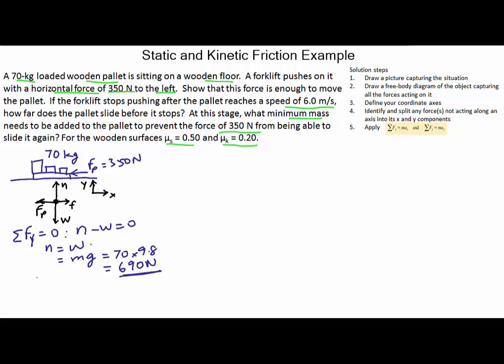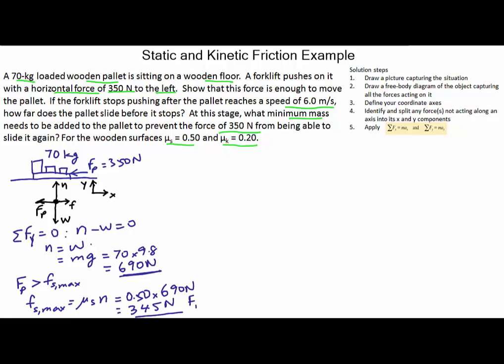Next, since our first objective is to show that this force is enough to move the pallet, we need to show that the pushing force is greater than Fs max. That's when we can start moving anything. So let's figure out Fs max. We know the equation for Fs max is mu s times N. I know both of these things. Mu s is given to me as 0.50 times the normal force of 690 Newton. So this gives me a maximum static frictional force of 345 Newton.